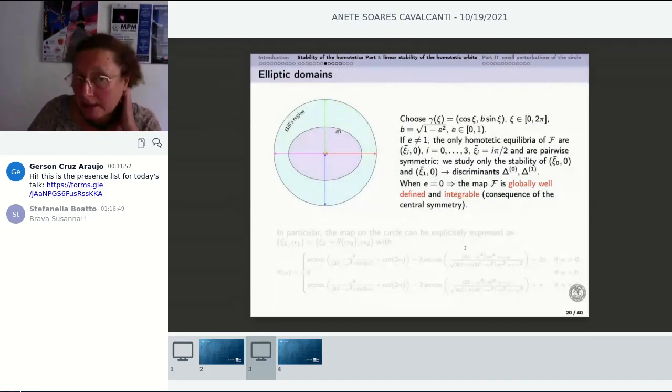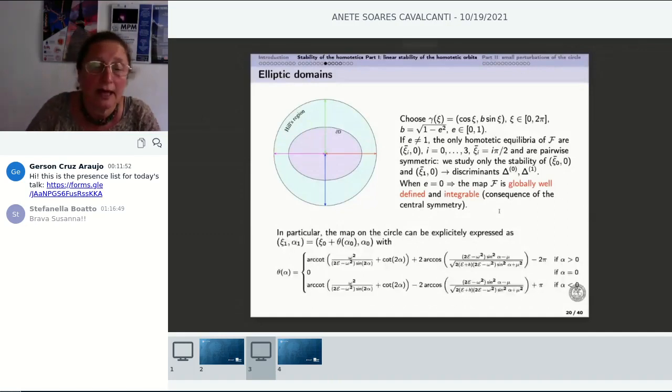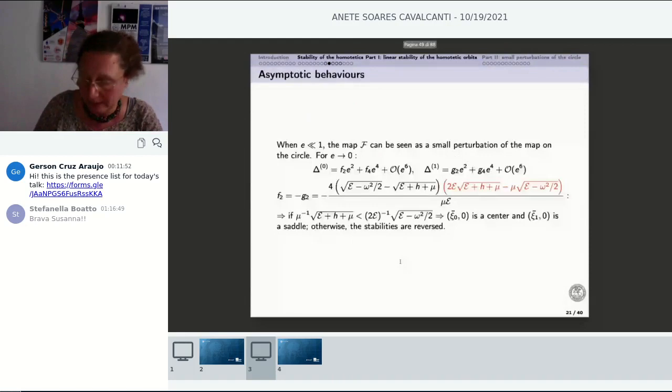In particular, in the case of elliptic domains, we have explicit computation. We take an elliptic domain with the eccentricity E. And then in this case, we have four homothetic solutions, two vertical and two horizontal. Well, let me notice that when the domain is circular, then the map is globally well defined and it is also integrable. And it is actually a shift in the angle and also has an explicit formula which involves all the physical parameters.